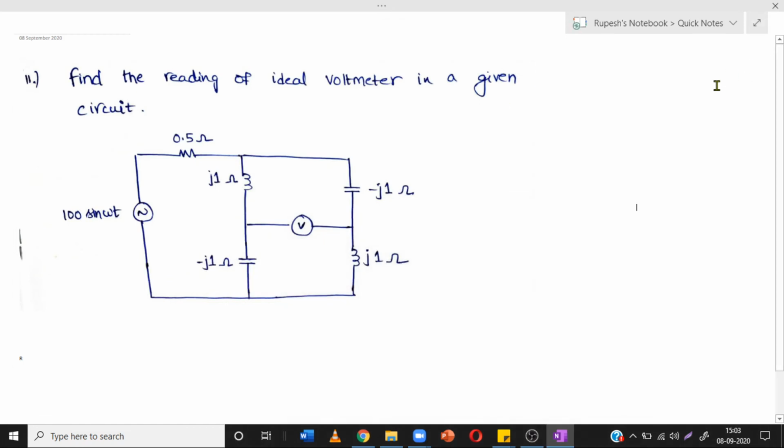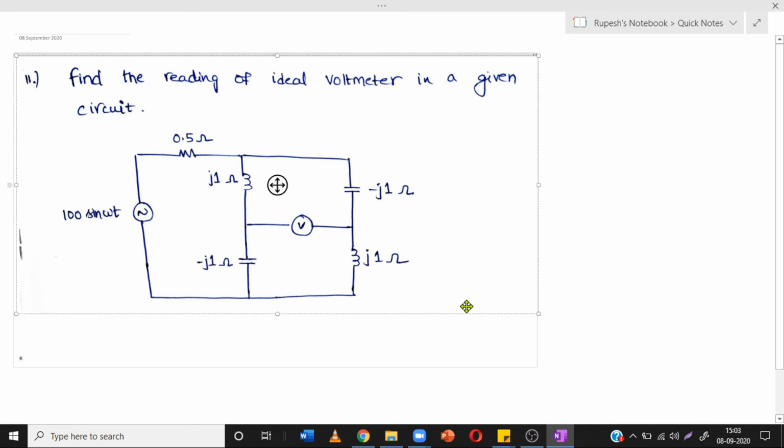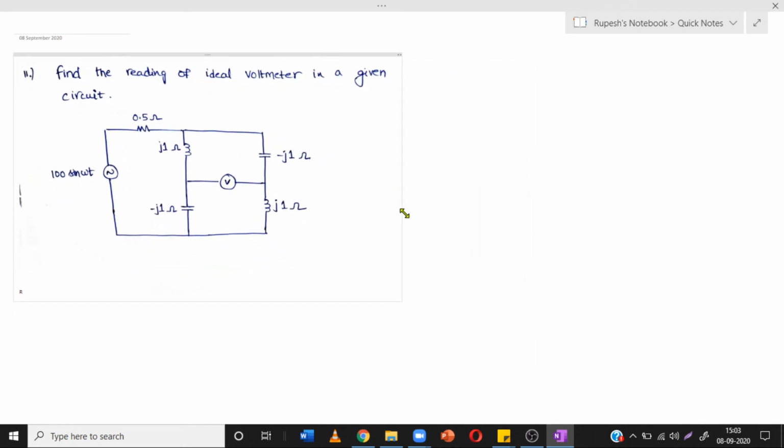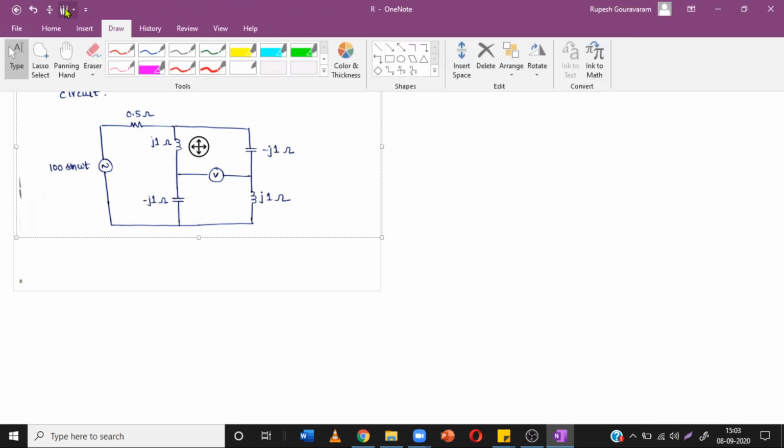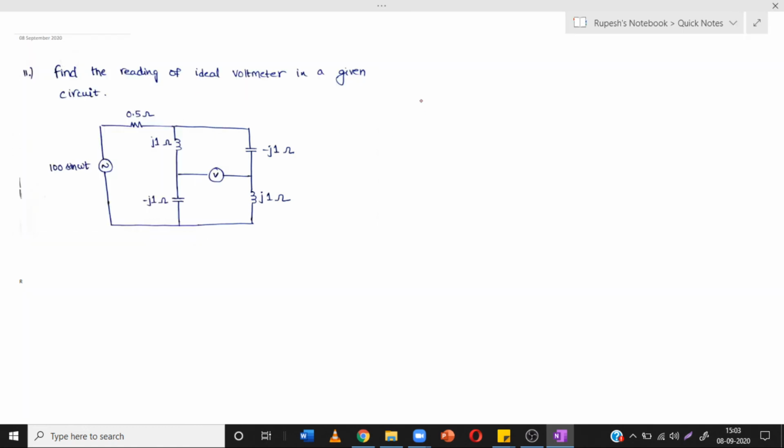Find the reading of the ideal voltmeter in a given circuit. So here the circuit is given. So first of all, what is an ideal voltmeter? The ideal voltmeter is the voltmeter. Voltmeter actually means it measures the voltage between 2 points.